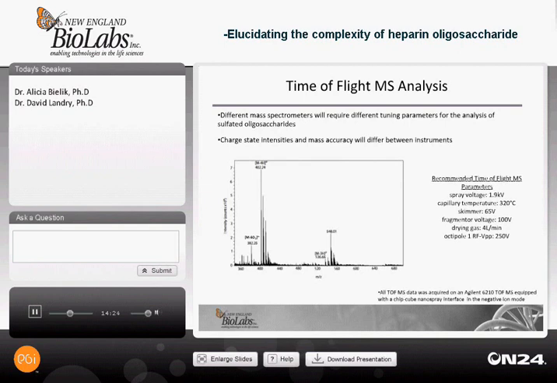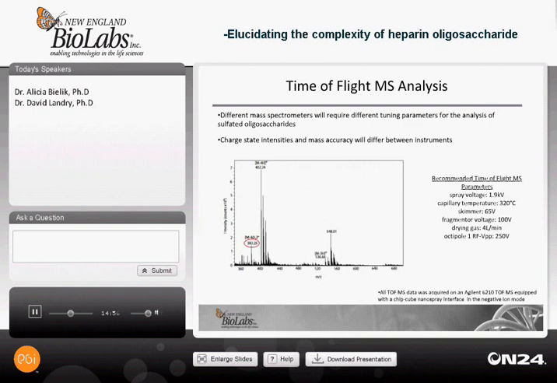Different mass spectrometers will require different tuning parameters for the analysis of sulfated oligosaccharides. And charge state intensities and mass accuracy will differ between instruments. So if we take the same heparin hexasaccharide with 7 sulfates and we analyze it by time of flight mass spectrometer, you will again see the 4- ion at 402 and the 3- ion at 536. However, the spectrums will look different. In this case, we see slightly more reduction, and we see 1 loss of sulfate at 382.